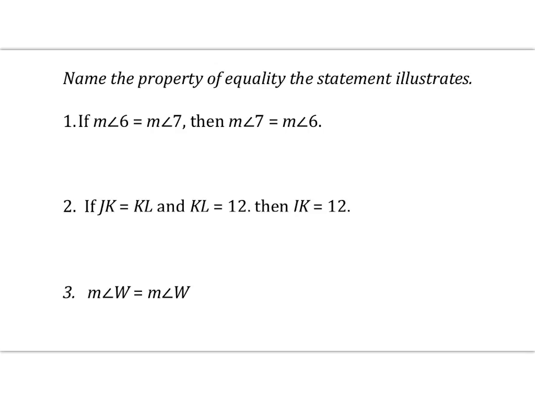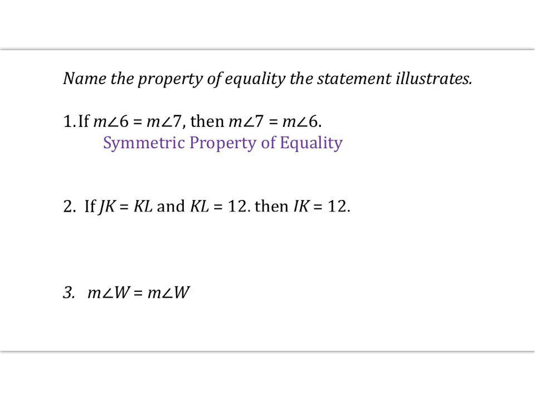So if measure of angle 6 equals measure of angle 7, then measure of angle 7 equals measure of angle 6. So notice all that changed was they just switched sides. Well, that is the symmetric property of equality in action. So that would be our reason for the statement, if measure of angle 6 equals measure of angle 7, then measure of angle 7 equals measure of angle 6.